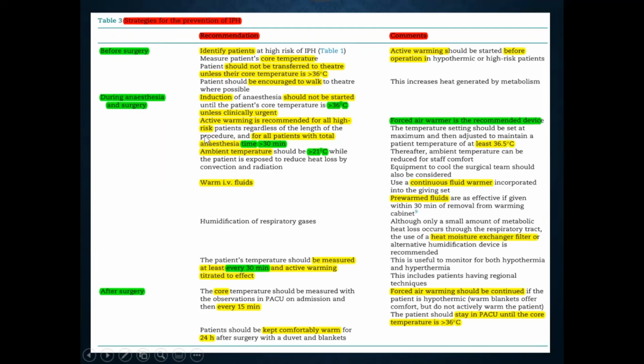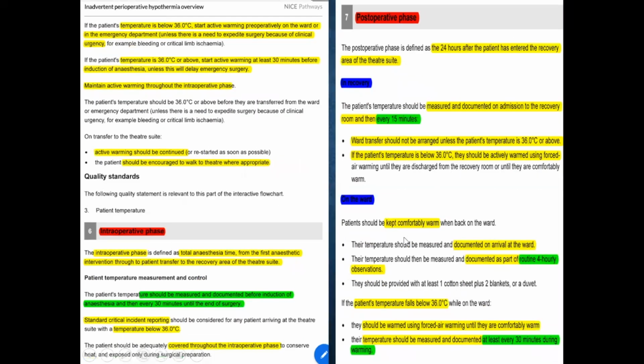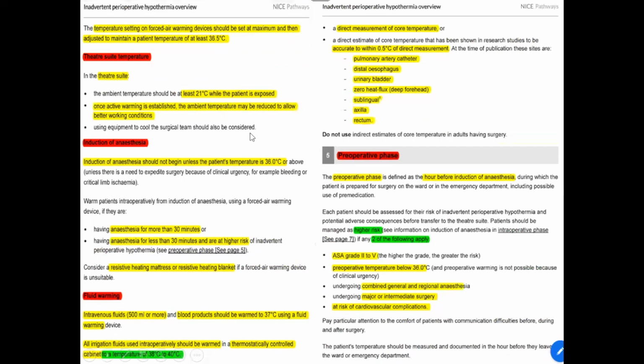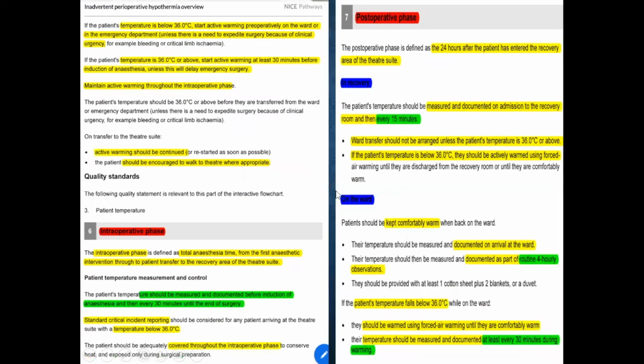Okay, next is strategies for prevention of inadvertent perioperative hypothermia, IPH. This is from the NICE guideline. This is extensive, for the final master's notes from a NICE pathway, NICE guideline, which is very, very good, but too much for finals. But this is good for your exam work purposes. When you're free, please read this. Okay, all the highlighted parts are very good. Before op, what you're supposed to do, during and after, and this is the explanation of it in detail.